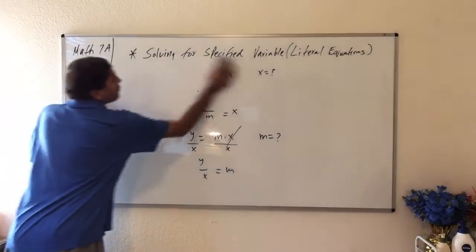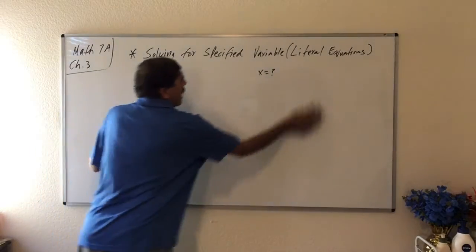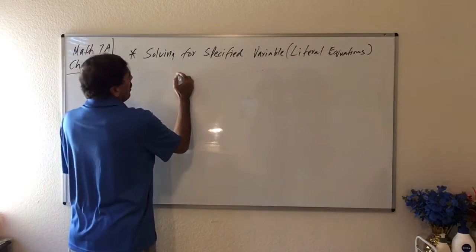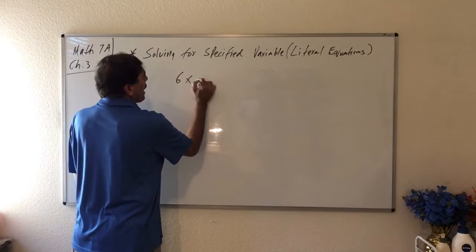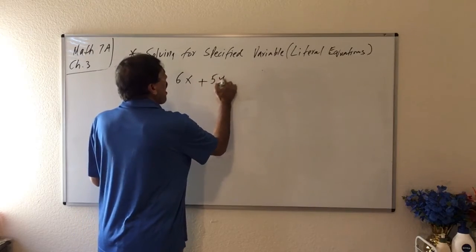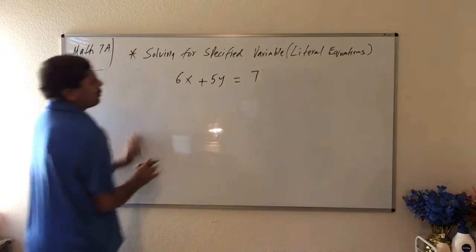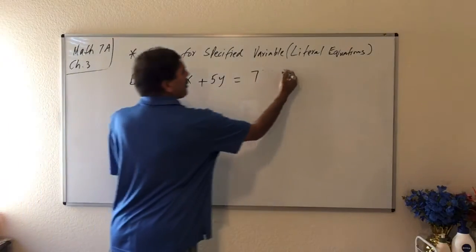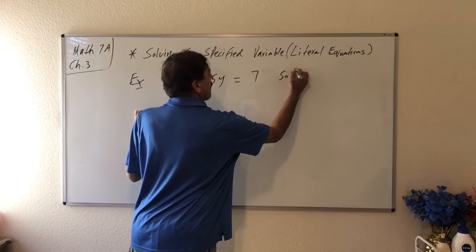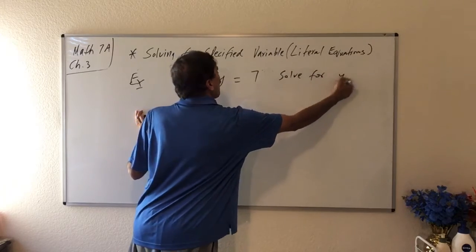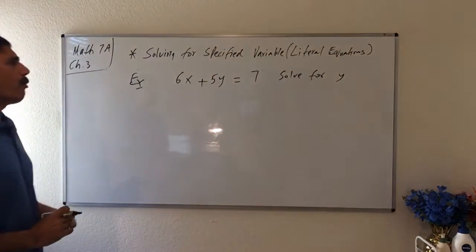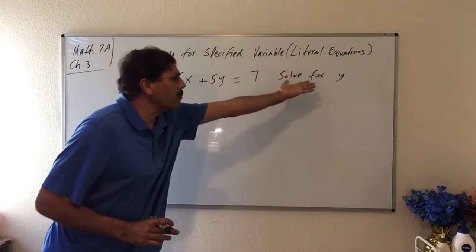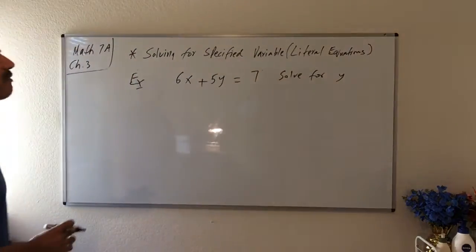Here we can make it two steps. For example, when we graph, this is the equation we use all the time, 6x plus 5y equals 7. Here we have two variables. Somebody asks you to solve for y. Make sure you read your homework problem carefully. When you read the problem, it is asking you for the specified variable, so you need to solve for that variable.